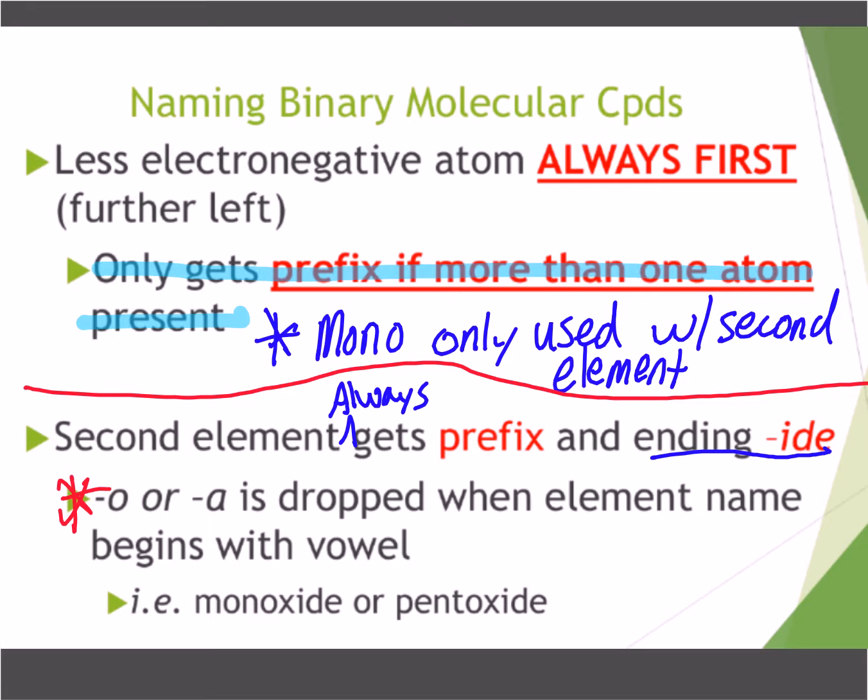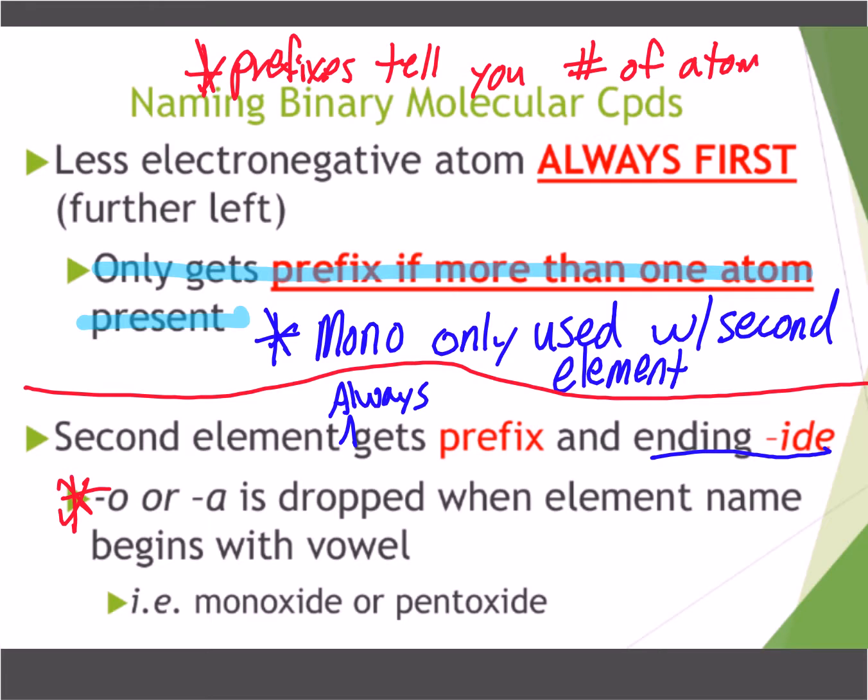So this is pretty much it for our naming rules, guys, for covalent compounds. Prefixes. The prefixes tell you the subscripts. They correspond to the subscripts. I'm going to add that in there at the top. That's something that people tend to forget. All right, the prefixes tell you the number of atoms present. All right, so they correspond to the subscripts.